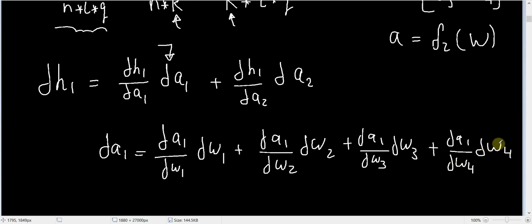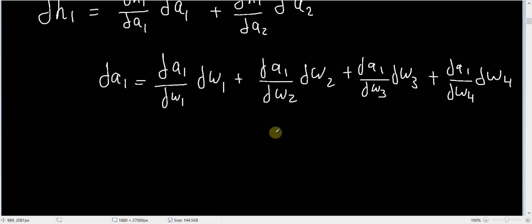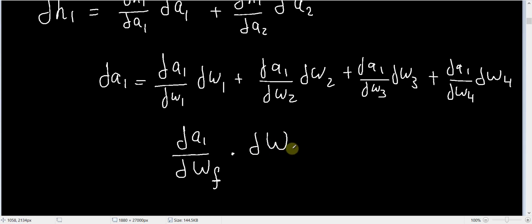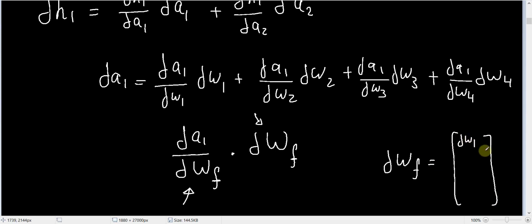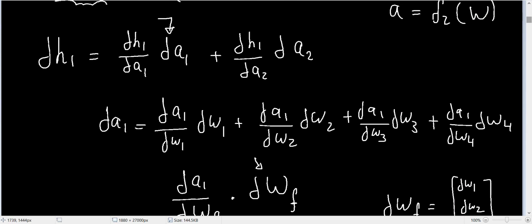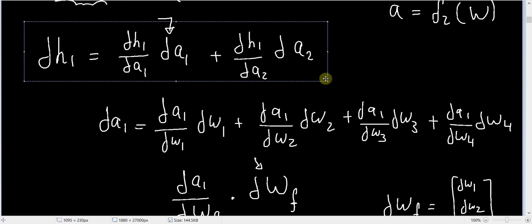So this is dA1. We can write this as the dot product of two vectors, or as the multiplication of a row by a vector. This row can be written as dA1 by dW, but this is the flattened form, multiplied by dW in the flattened form. So this is a row, this is a column. Remember that dW flattened in the flattened form is a column equal to dW1, dW2, dW3, and dW4, just like that.